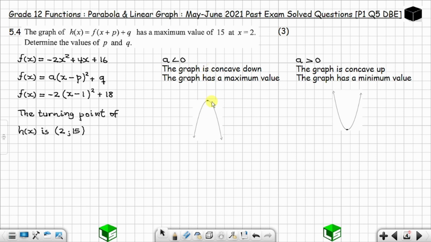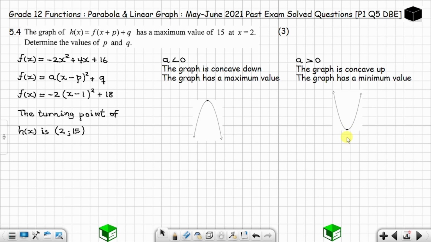So this is the highest point, and we say that this graph has got the maximum value. This one has got a minimum value because this is the lowest point. You can see this is the lowest point. You don't have any other lower point below this. And you should also know that the axis of symmetry will cut through that point. It will be like this, cutting through there, or like this, cutting through there, that point, the turning point.